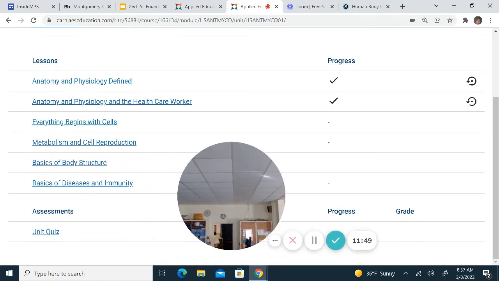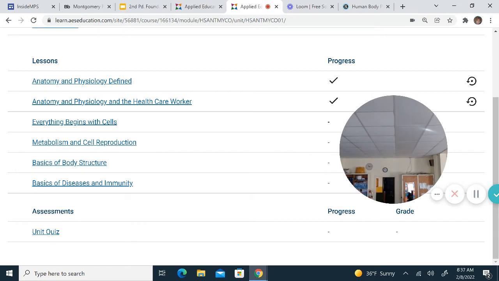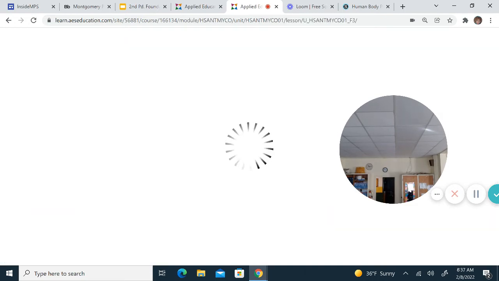All right, so we're going to look at how things are formed. So we're going to look at cells, the basis of body structure, and all that.